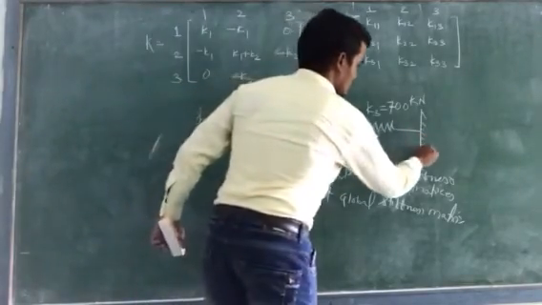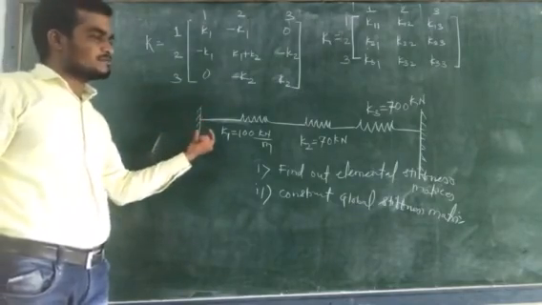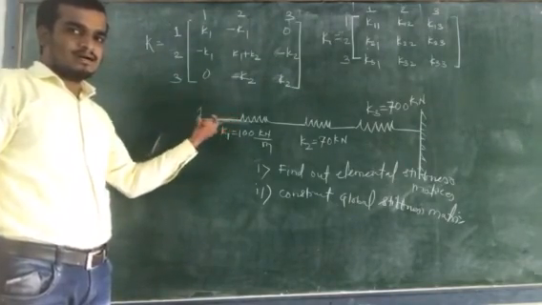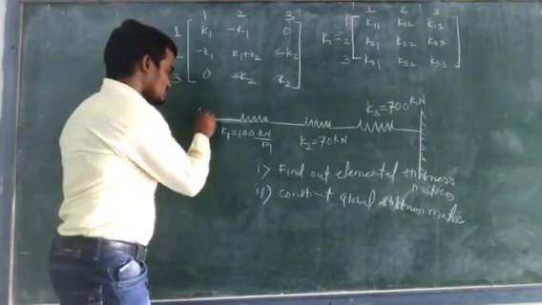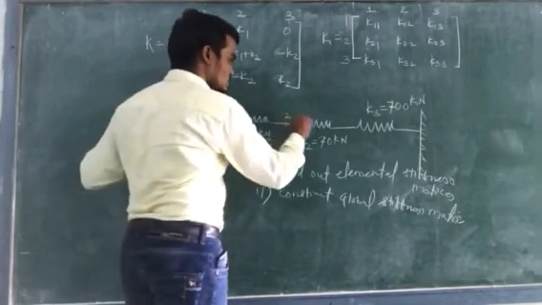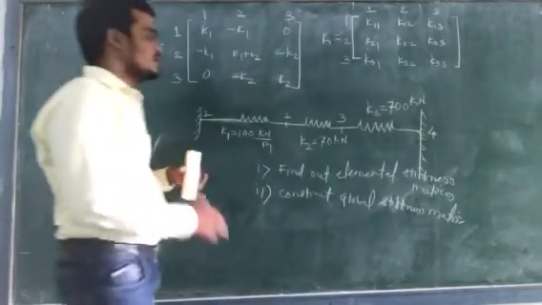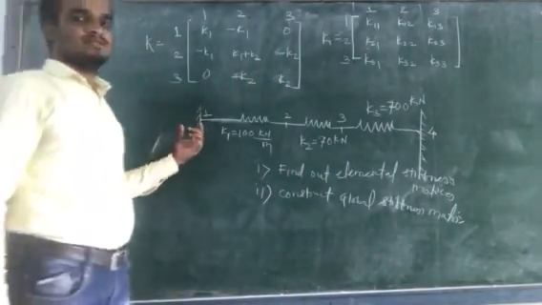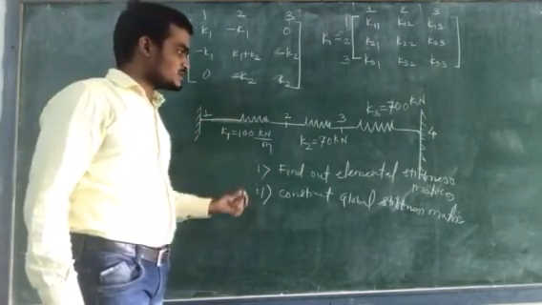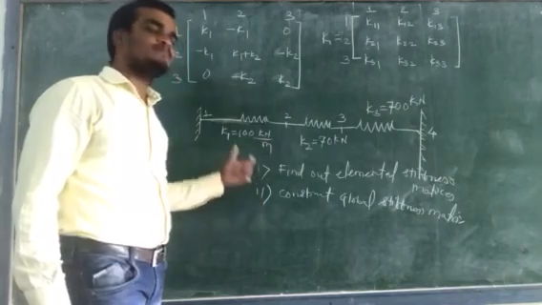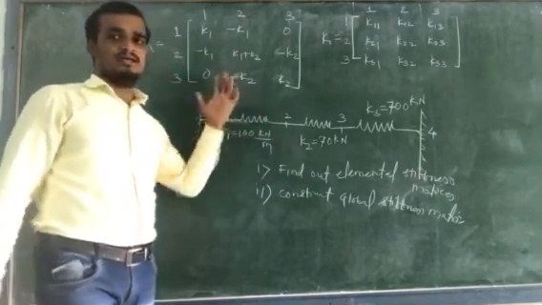And the order of this global stiffness matrix, as there are how many nodes? This is 1, 2, 3 and 4. So your global stiffness matrix will become of order 4 by 4. So try to construct this global stiffness matrix. I will construct this global stiffness matrix in your next lecture.